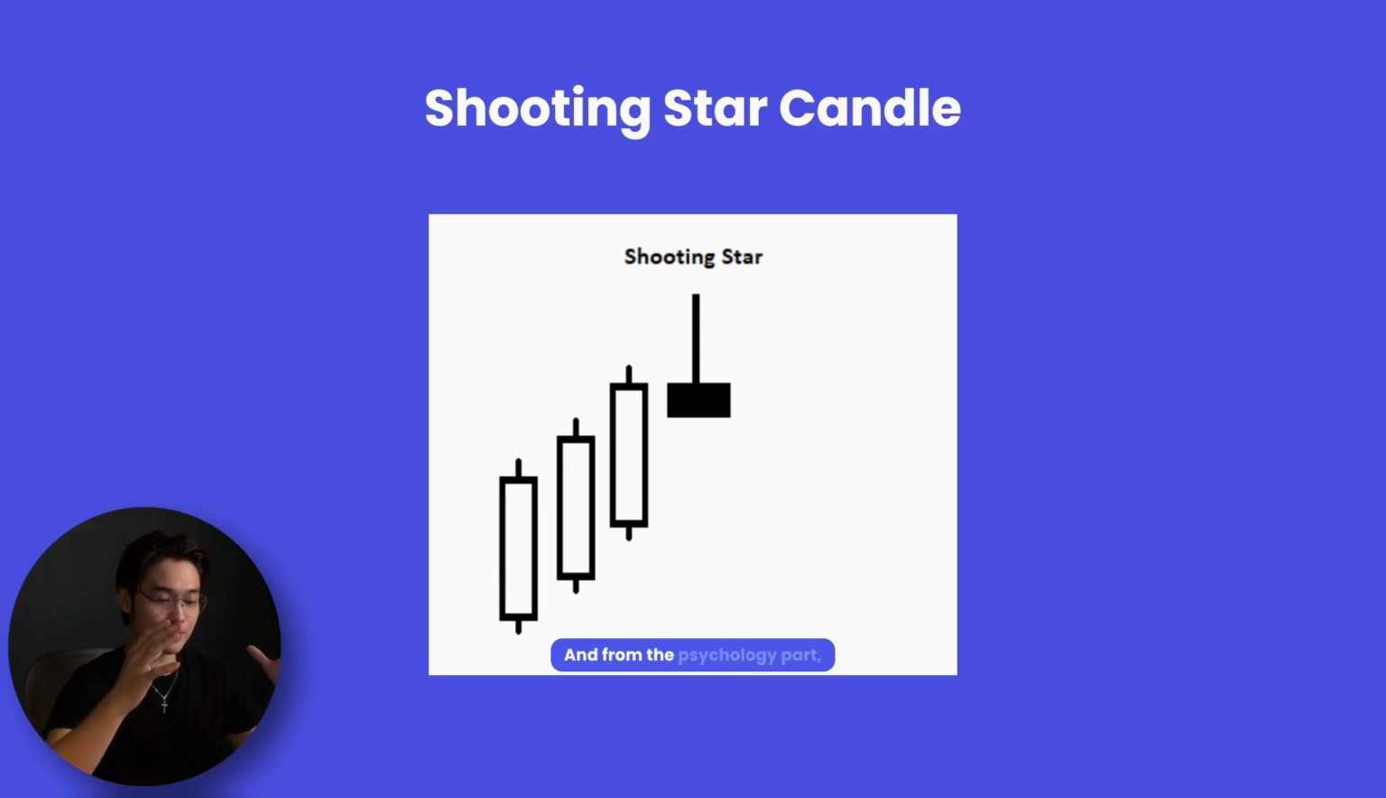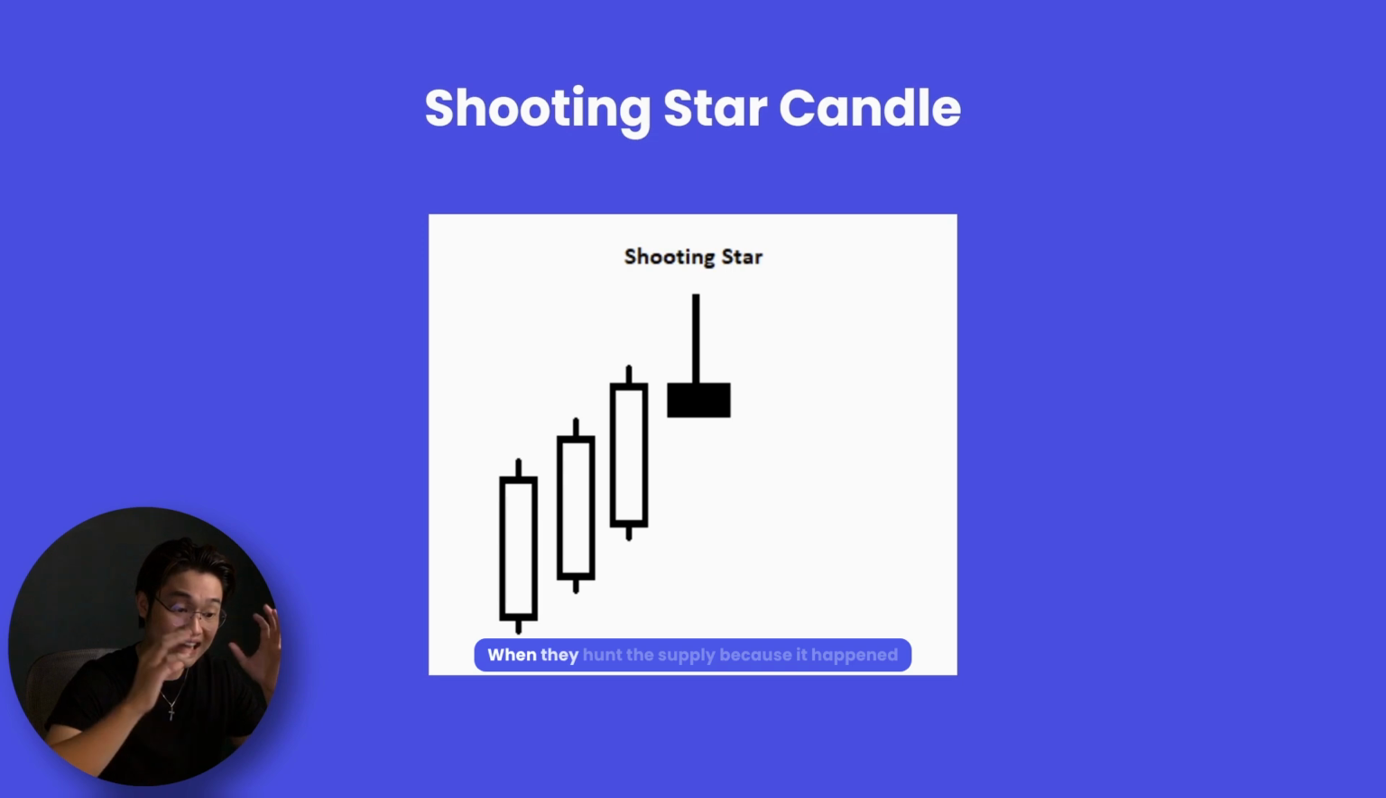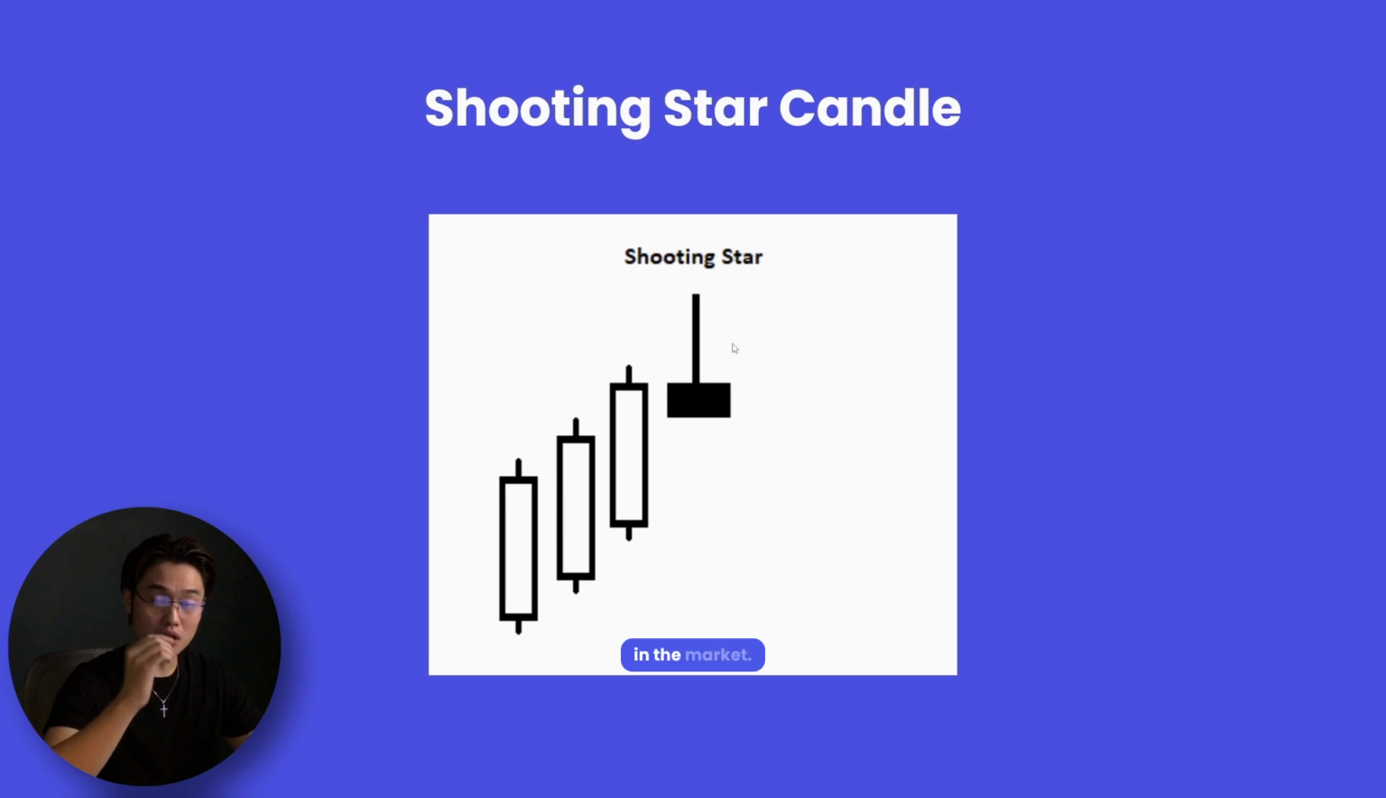And from the psychology part, the shooting star candle is formed because of a change of perspective from the market maker when they hunt the supply, because it happened on the supply zone or the resistance zone, okay? So that they can start selling their position in the market. That's why the shooting star candle has a long wick here, a very long wick.